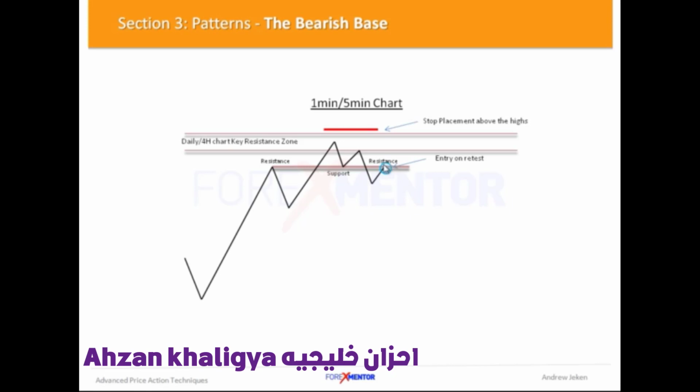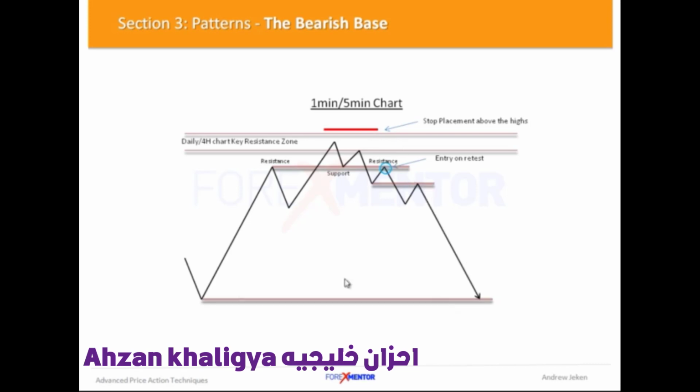Price rallies up into resistance and we see a nice little reaction off the level. We then look for previously broken support to now hold. If that level holds as resistance, we can start reducing our risk on the trade. And we look for a move down.